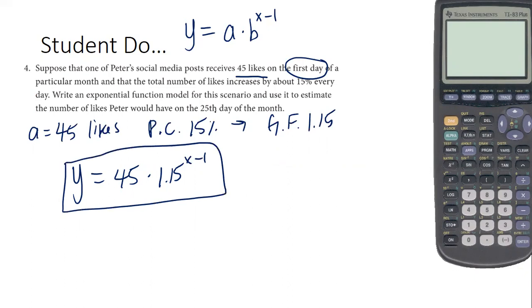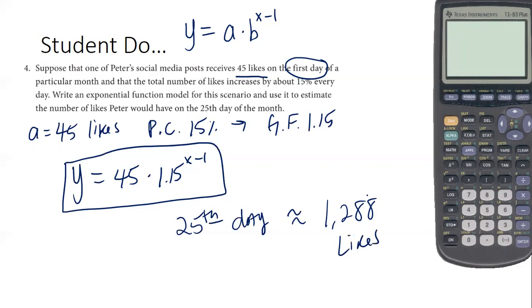Did you find out how many likes we would have on the 25th day? 1,200 what? So 288, because can you have 88? But do we need the 0.1? Can you have 0.1 of a like? No. So just be on the 25th day, he would have approximately 1,288 likes. Yes? Feeling it? Did we all get that?